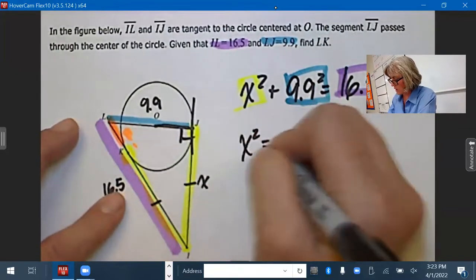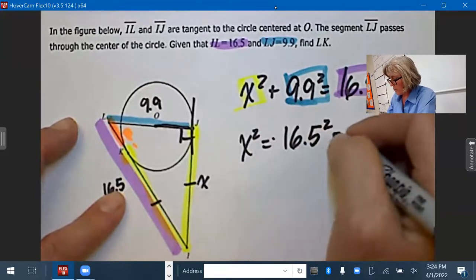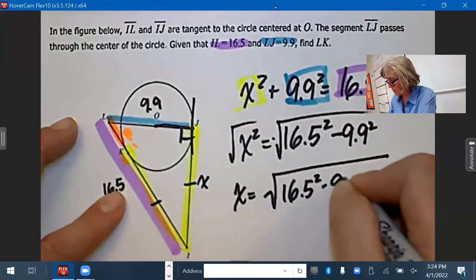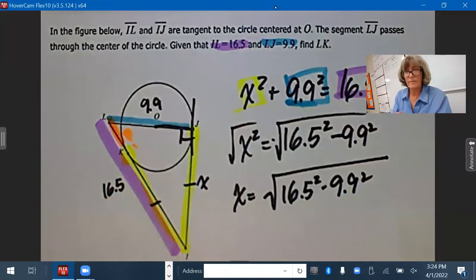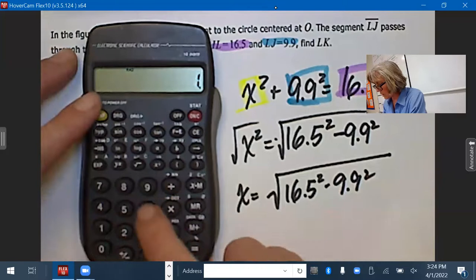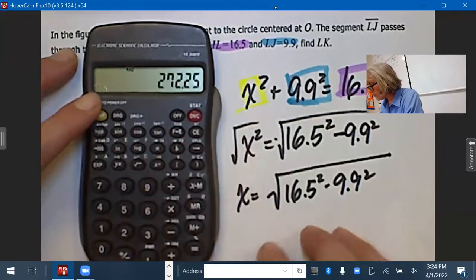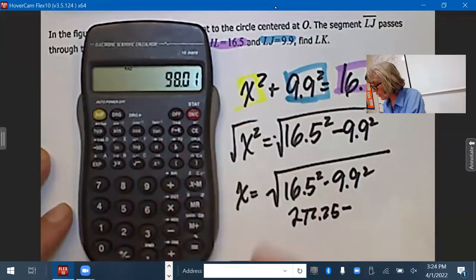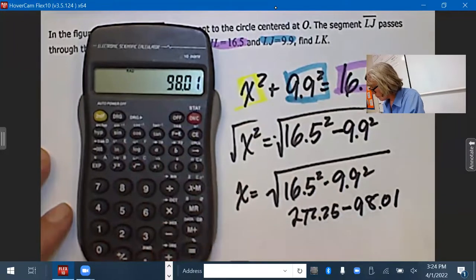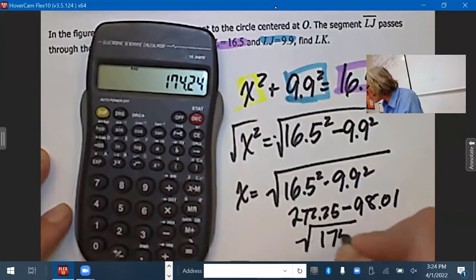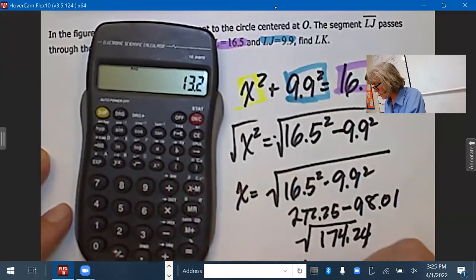So if I were to solve for this, it'd be x squared, 16.5 squared minus 9.9 squared, square root both sides. So x equals the square root of 16.5 squared minus 9.9 squared. So we're going to go 16.5 squared minus 9.9 squared. I end up with the square root of 172.24, square root, x equals 13.2.